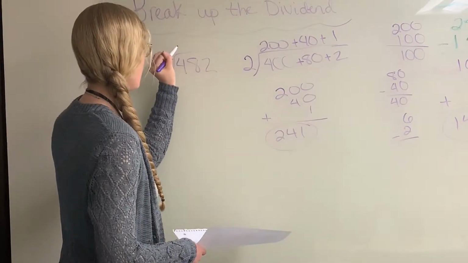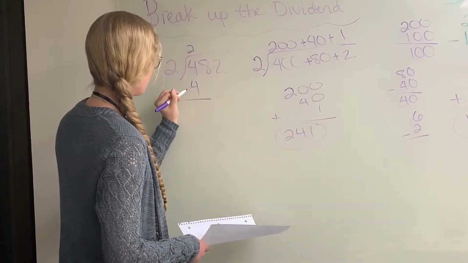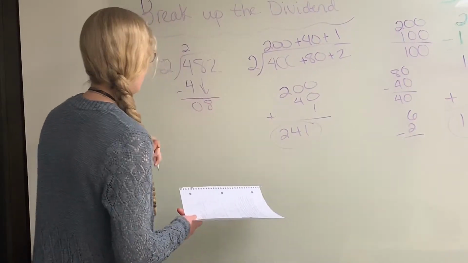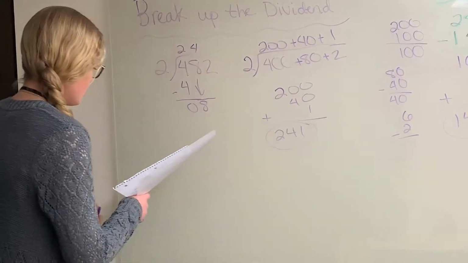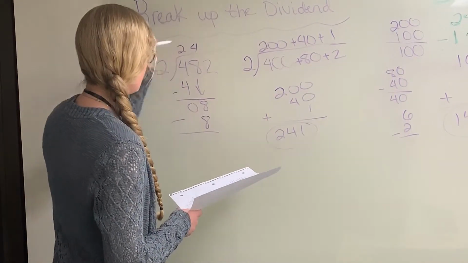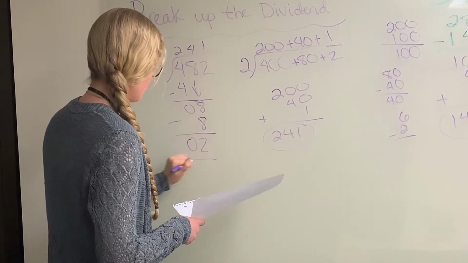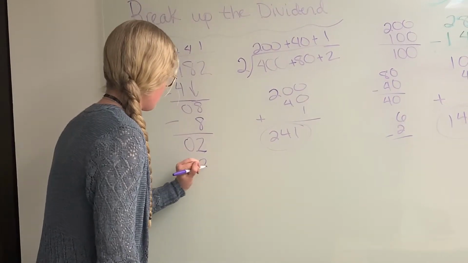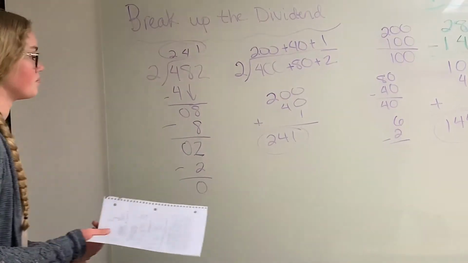2 goes into 4 twice. 2 times 2 is 4. Drop down the 8. And then 4, 0. And then 0 is 1. And it checks. 241 is our answer.